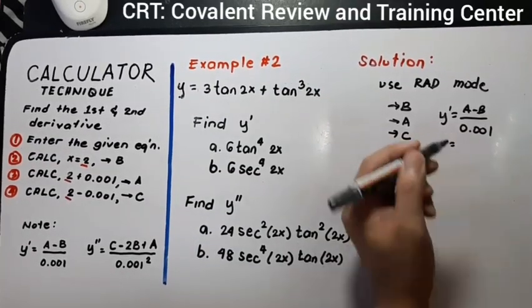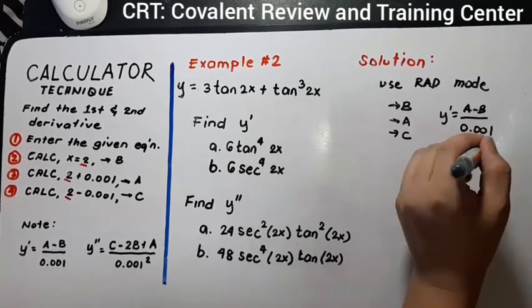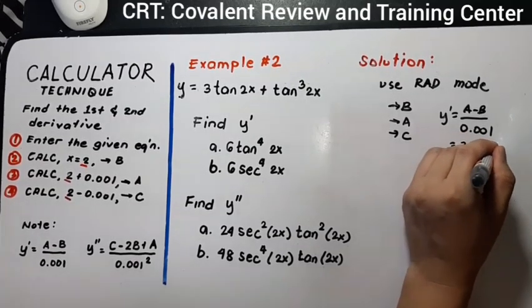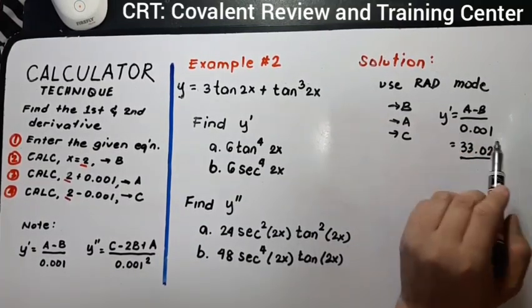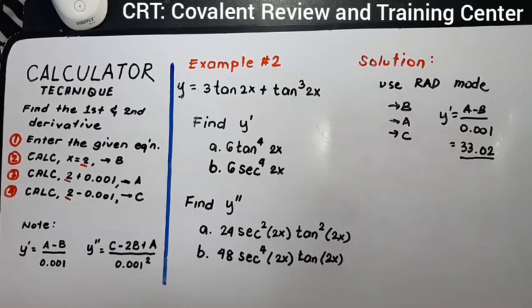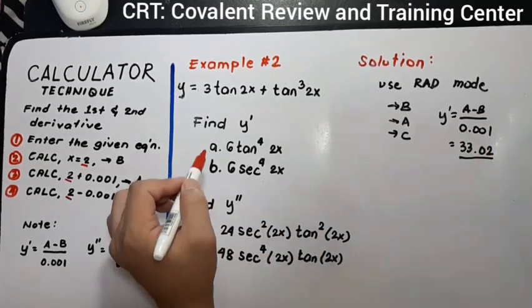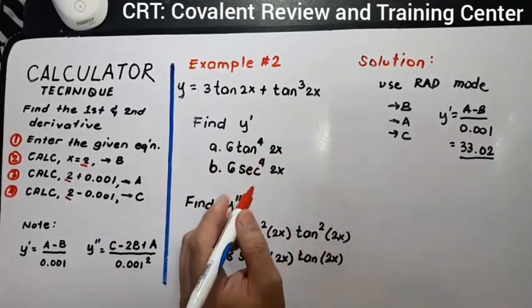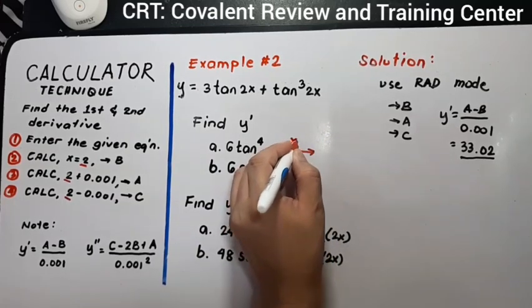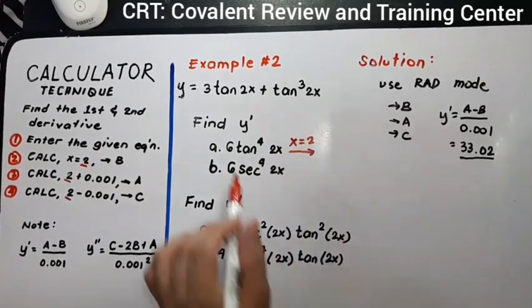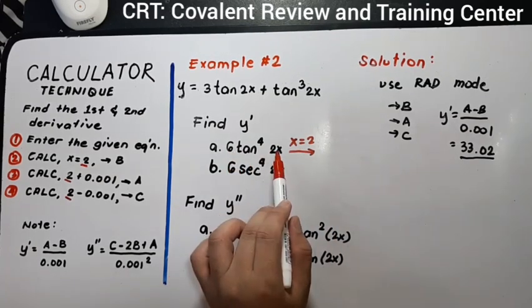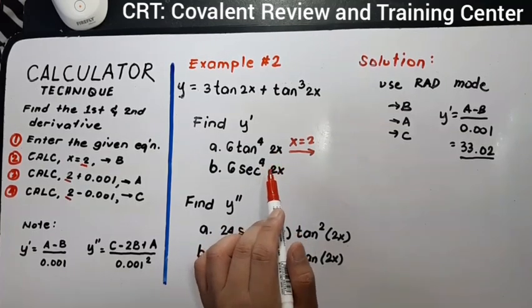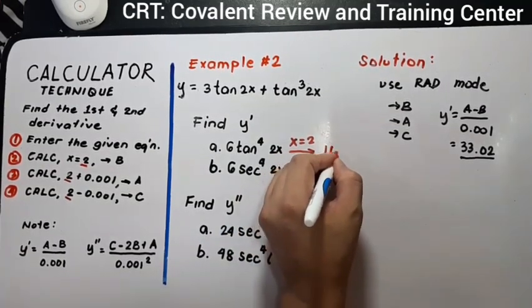So the result here is 33.02. So this is the result for our first derivative using this calculator technique. From the choices, to know the answer, let us substitute x equals 2 from the choices. So for letter A, if we substitute x equals 2, this expression in letter A will yield 10.78.